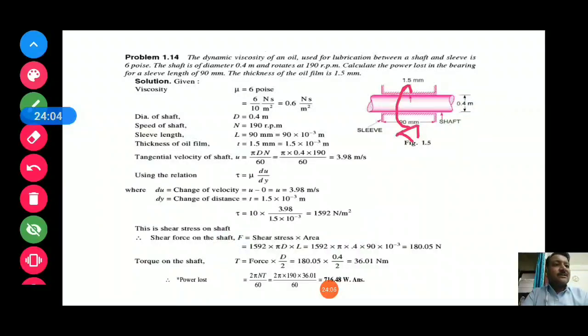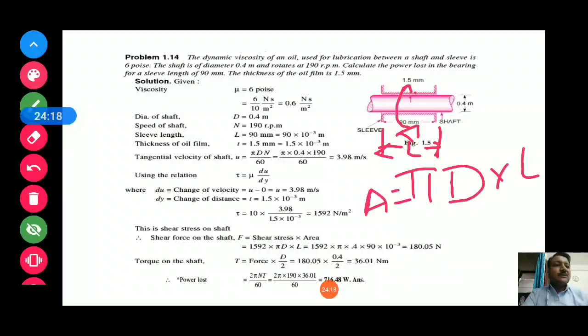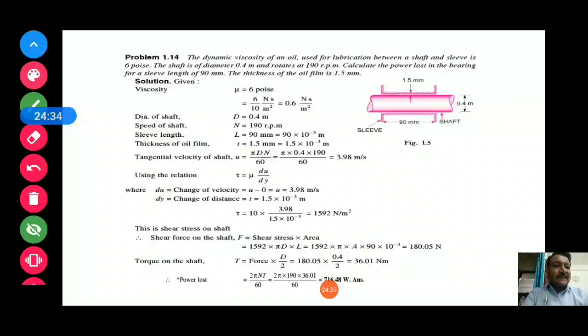So the circumference of the shaft is pi d, and the length of the sleeve, this is the length of the sleeve L. So take the length of the sleeve. So this is your area. So area is equal to pi d L, because this much area is coming in contact with the oil, that is the surface area of the oil coming in contact with the shaft. So pi d into L, and finally you are getting the answer as force, shear force is 180.05 Newton.